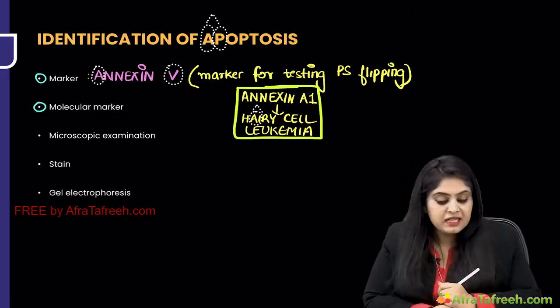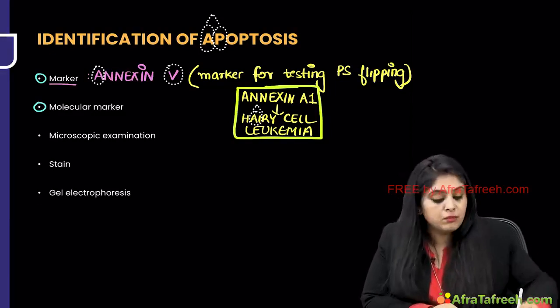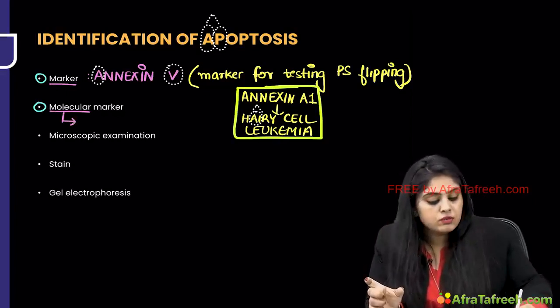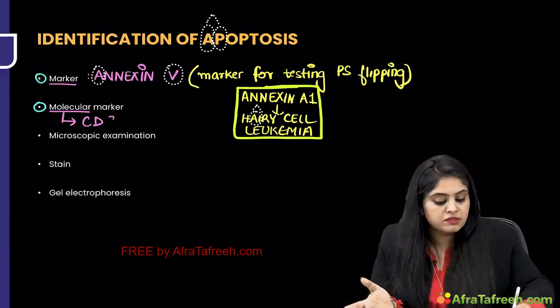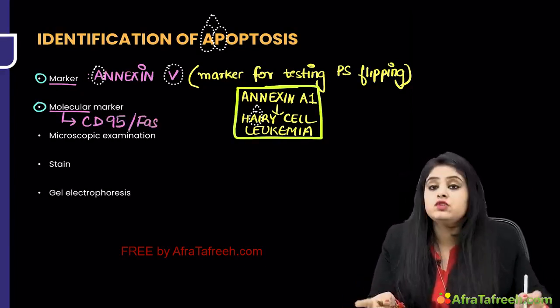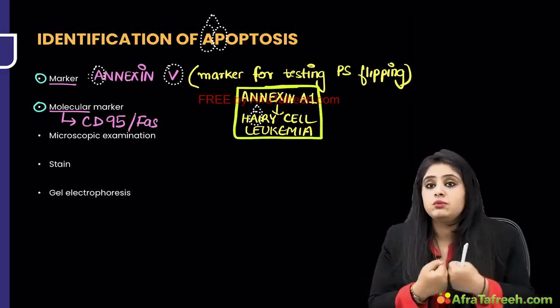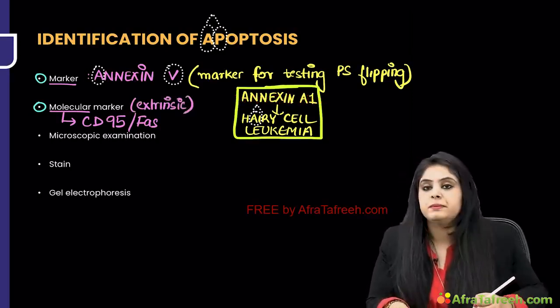Okay, but if I change the question, this was the marker, very good, but if I ask you the molecular marker, as soon as I add the word molecular, I am wanting to ask you some CD marker. Which CD marker was I talking about in apoptosis? It was CD95 or FAS. And in which pathway did we have? The extrinsic, the outside wala pathway, that was the CD95. So can I say this is the molecular marker only for the extrinsic pathway?